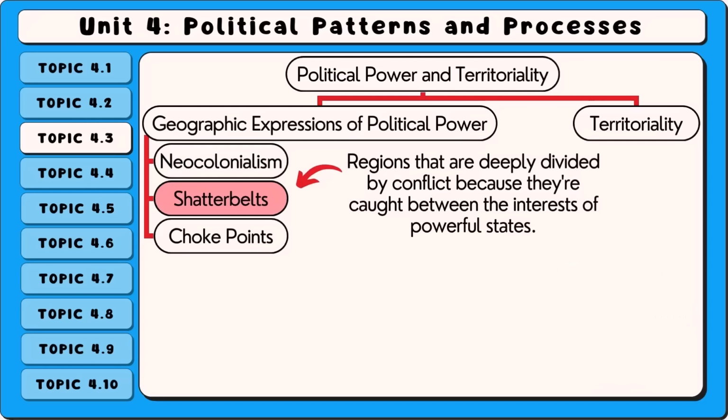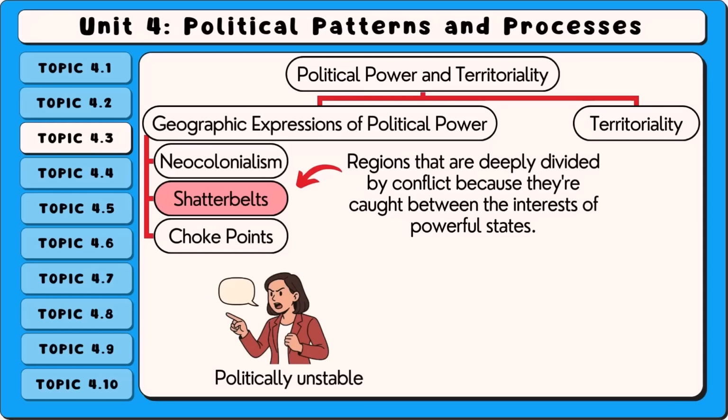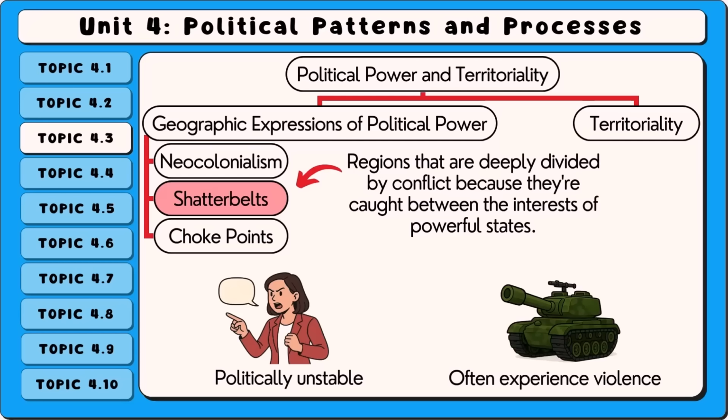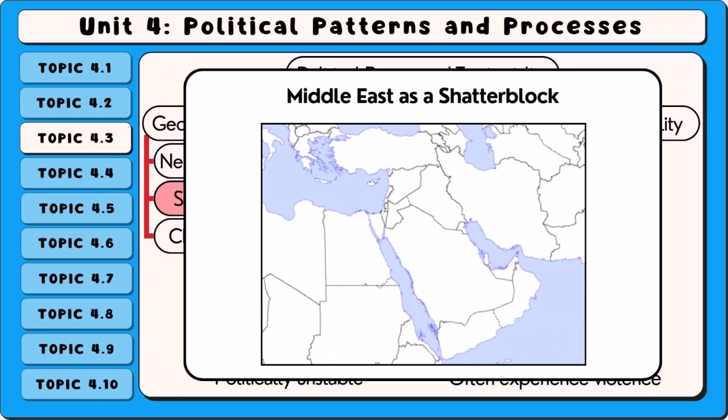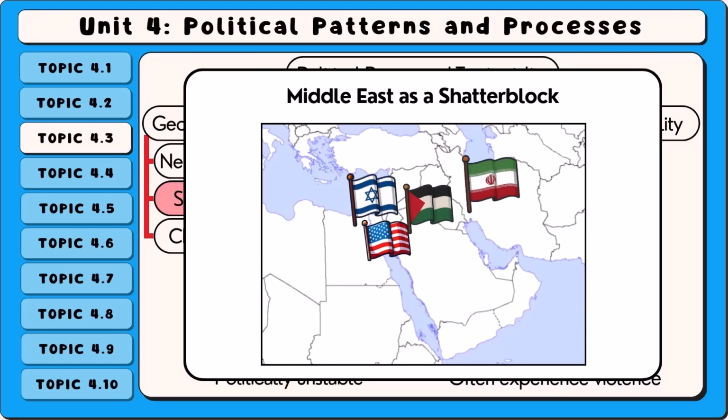Shatterbelts are regions that are deeply divided by conflict because they're caught between the interests of powerful states. These areas are politically unstable and often experience violence or shifting alliances. For example, Eastern Europe during the Cold War was a shatterbelt between the Western powers, like the United States and NATO, and the Eastern Bloc, led by the Soviet Union. More recently, the Middle East has become a shatterbelt due to the overlapping influence of global powers and regional tensions.